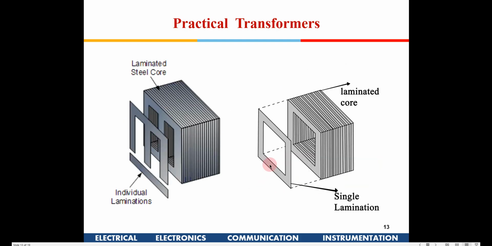Okay, so like I said, these are the cores which are laminated. Instead of having a thick metal block, you have very thin metal sheets, and there is a varnish coating on top of this, or an insulator coating, and then they are placed together. That is to prevent eddy current losses in these transformers.